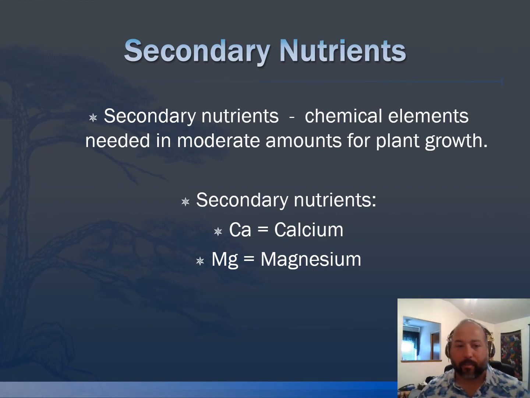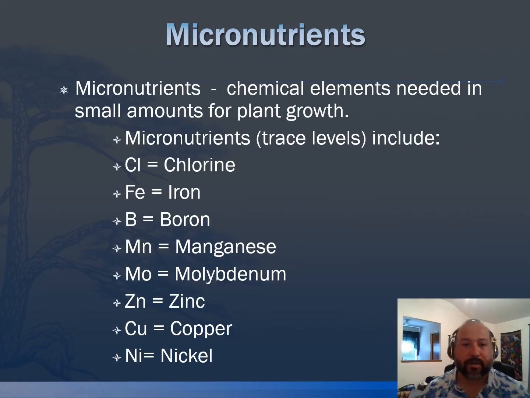But then we go from macronutrients and secondary nutrients to our micronutrients. So in terms of our micronutrients, these are our chemical elements that are needed in small amounts for plant growth. So we need trace levels of chlorine, iron, boron, manganese, molybdenum, zinc, copper, nickel. Now, what's going to be interesting about these is that it's going to really depend on the pH of our soil and whether we have a more acidic soil or a more alkaline soil.